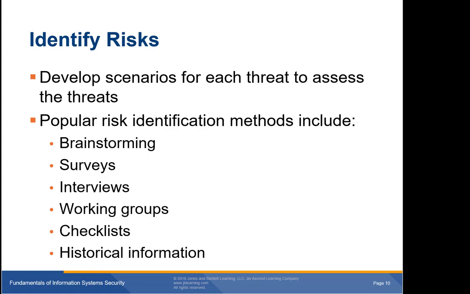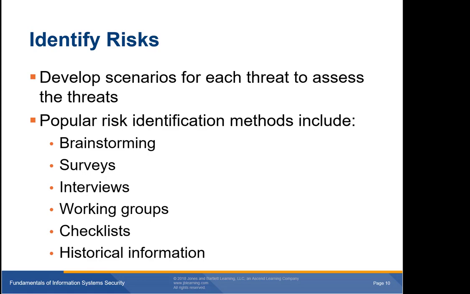Next are working groups. This technique focuses on soliciting feedback from a group of individuals selected from a specific work area. The feedback working groups provide generally helps identify risks in specific areas. Next are checklists. Many organizations develop checklists of risks for either their own use or for general distribution. Checklists developed for similar organizations or purposes can be helpful to ensure that you cover the breadth of risks. And finally is historical information.